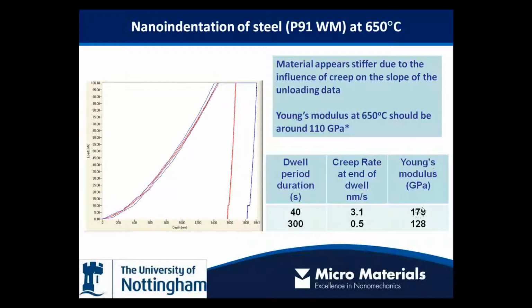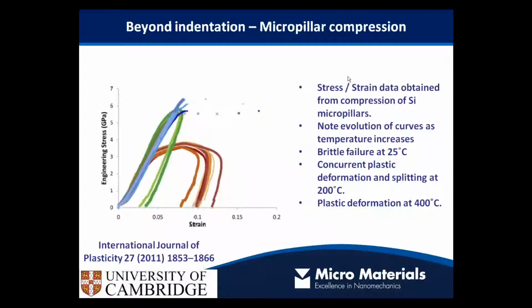So we see the result is a higher than we would expect modulus. If we allow our creep to fully develop into steady state, so slow rate steady state creep, then our modulus value comes back down very close to exactly what we'd expect to see.